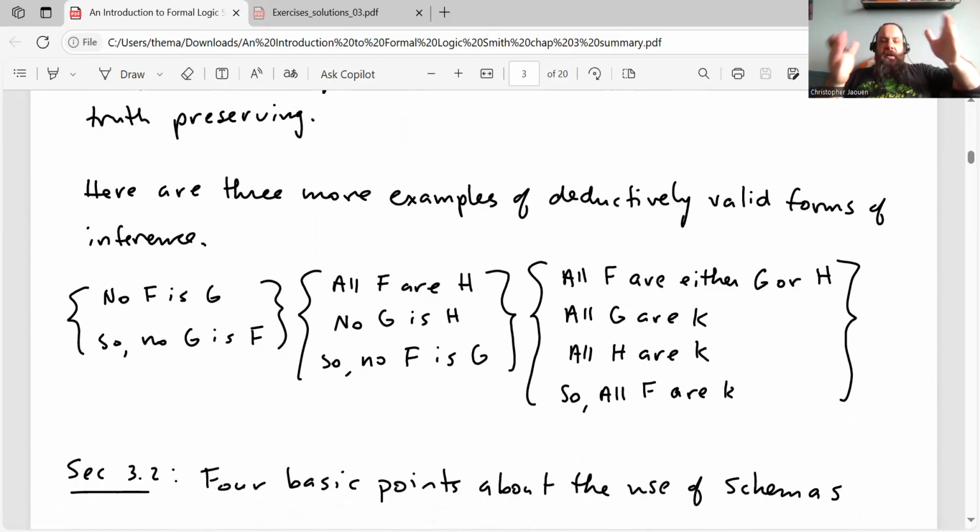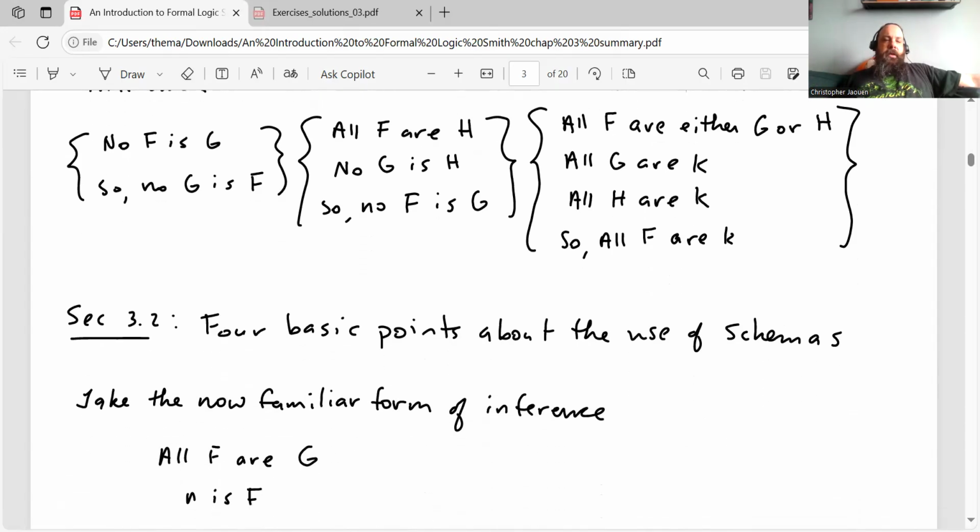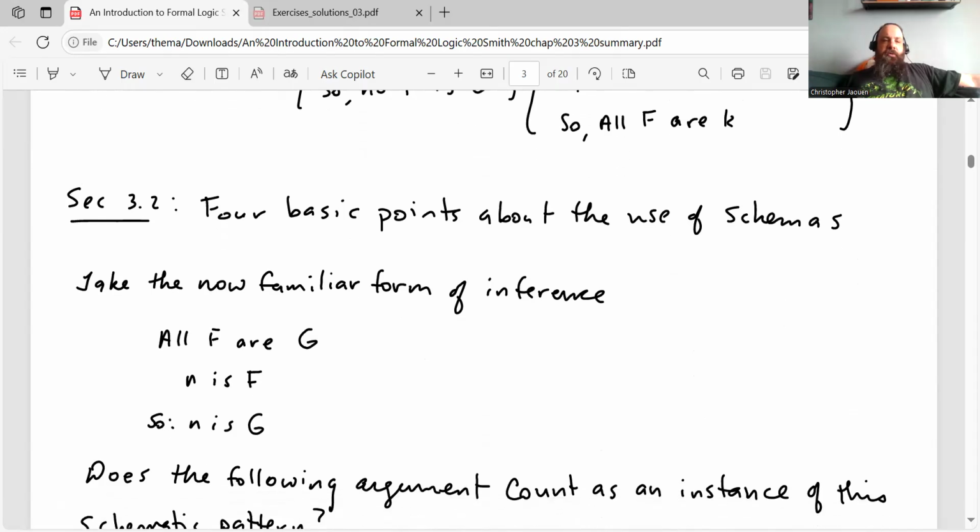I won't read them out again. Again, you could pause your screen and read them if you like. But we'll move on to section 3.2, four basic points about the use of schemas.